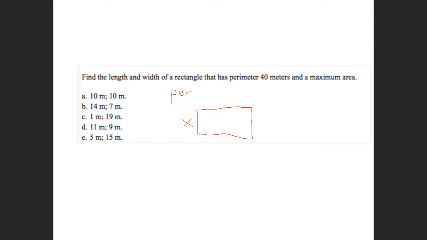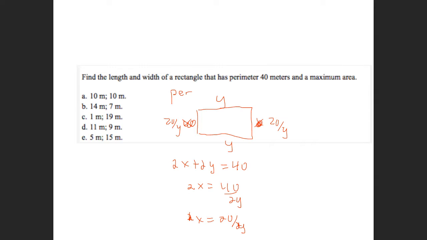So if I had to draw this out, I would go x and y, x and y. So I know perimeter is 2x plus 2y is equal to 40. Then I really want to get it into one variable, so I might just say 2x equals 40 over 2y, which really is 2x equals 20 over y. Okay, so now I know what x equals, and I could put 20 over y in place of this, and 20 over y in place of this. Now, it wants a maximum area. So area is equal to length times width. Now I'm going to run into the same problem I have on every one of these.